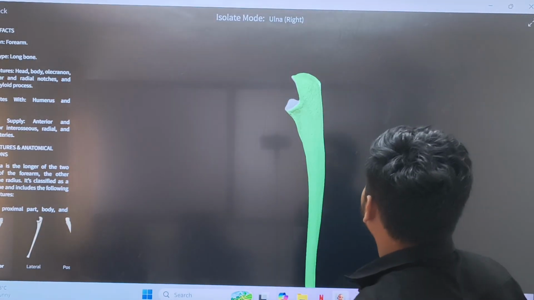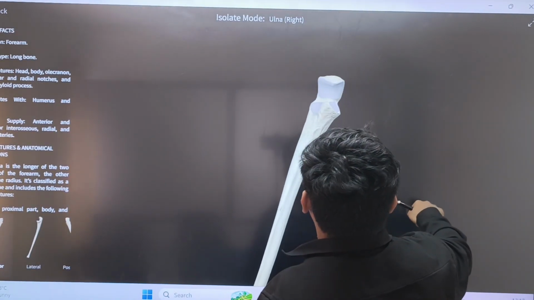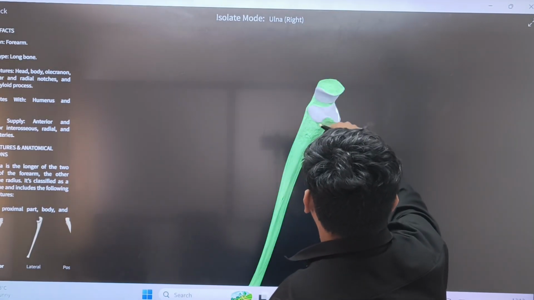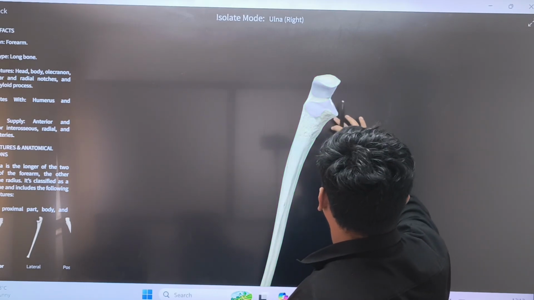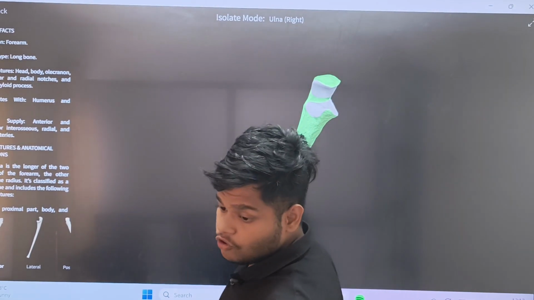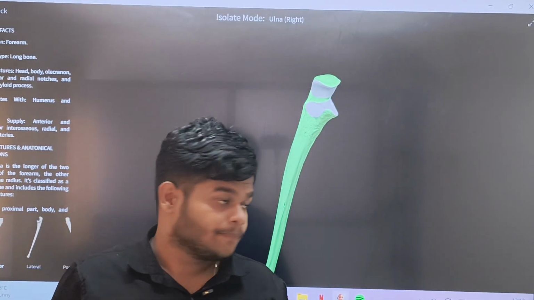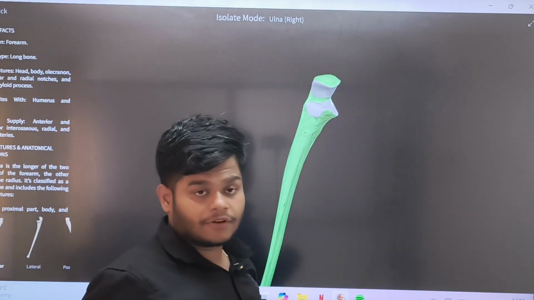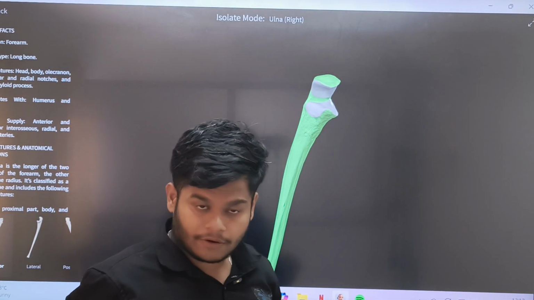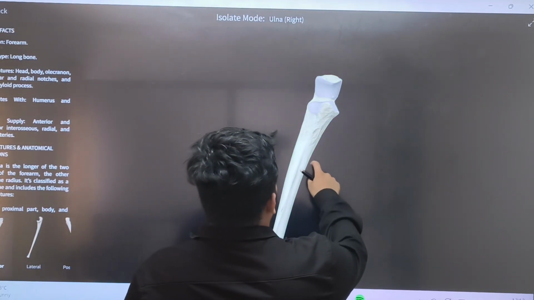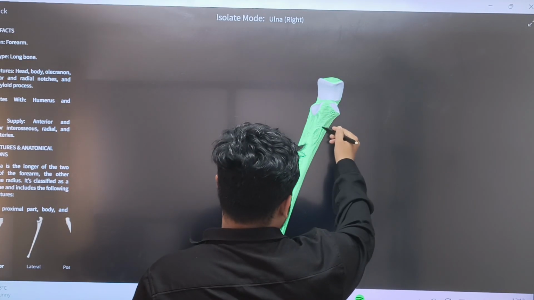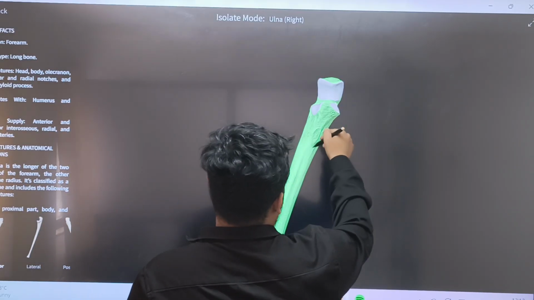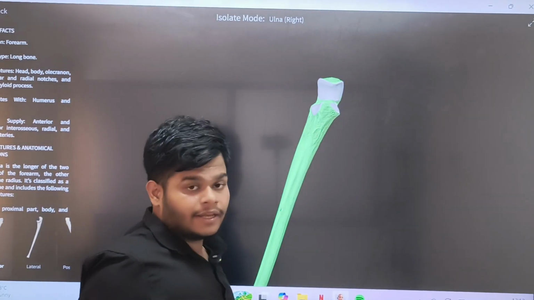Now let us talk about the coronoid process. It also contains a superior surface. The superior surface is the lower part of the trochlear notch. This is the upper part of the trochlear notch, and this is the lower part of the trochlear notch, right? It also contains the anterior surface. Below the anterior surface, there is an ulnar tuberosity.